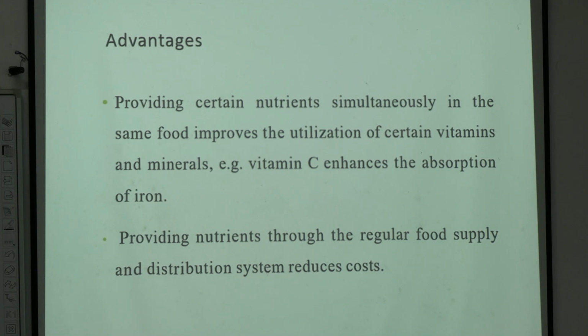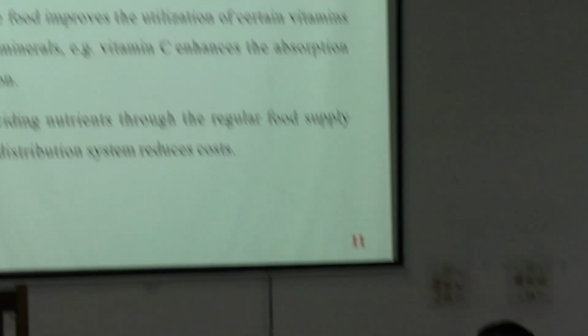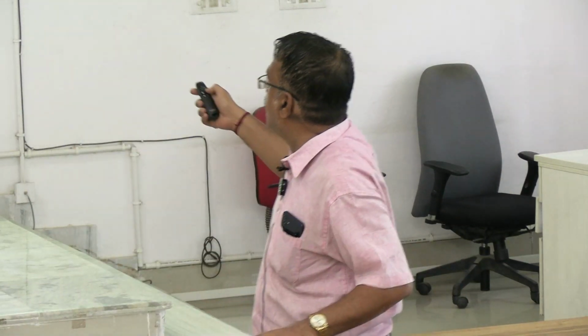The advantage is that it improves the utilization of certain vitamins and minerals. For example, adding vitamin C helps absorption of iron, and providing nutrients through the regular food supply chain reduces the cost. So if you go to a ration shop and you get food which is already fortified, you don't have to pay extra to get it. So whatever you get in the ration shops is already fortified. Or say if you were buying salt which is iodized, you don't have to keep running around looking for where to get iodine. So that is the advantage of providing nutrients through the regular food supply.